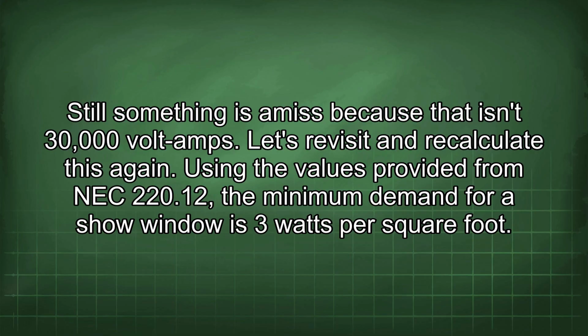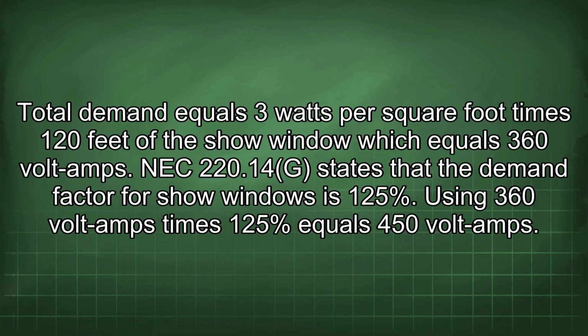Let's revisit and recalculate this again. Using the values provided from NEC 220.12, the minimum demand for a show window is 3 watts per square foot. Total demand equals 3 watts per square foot times 120 feet of the show window, which equals 360 volt amps. NEC 220.14G states that the demand factor for show windows is 125%. Using 360 volt amps times 125% equals 450 volt amps.